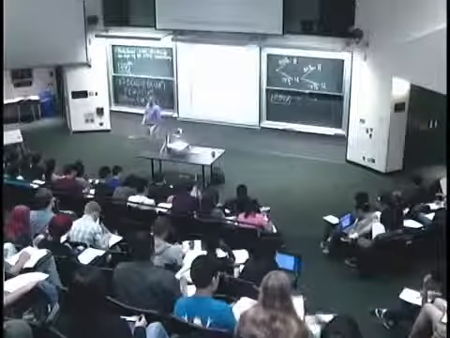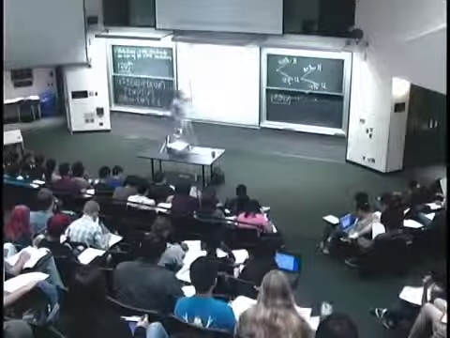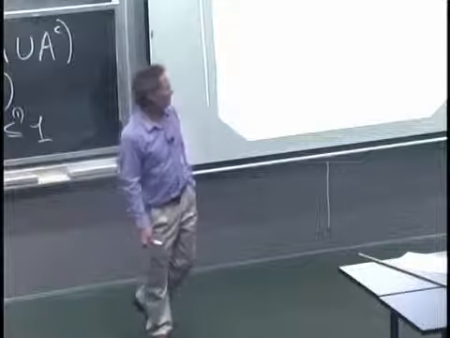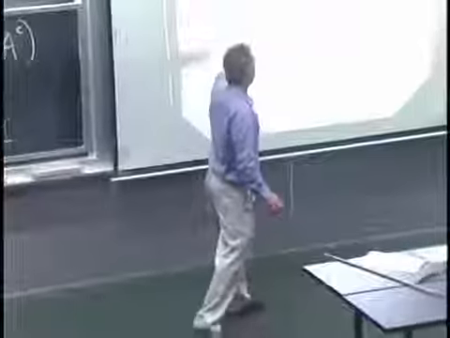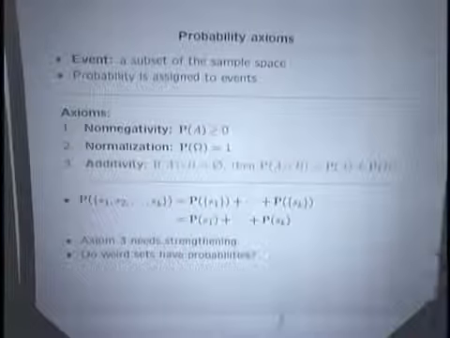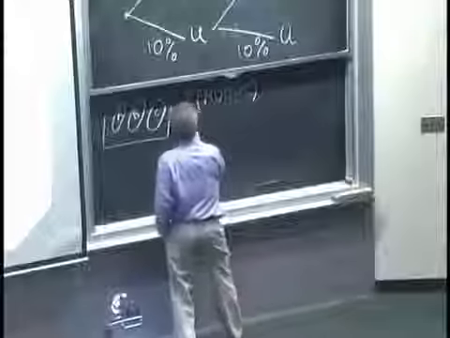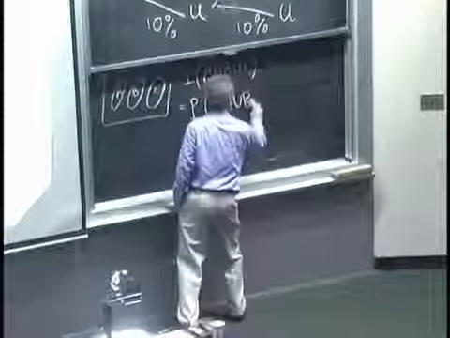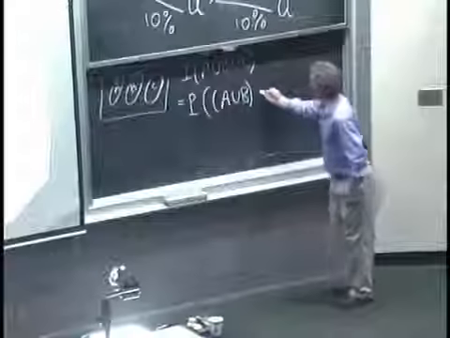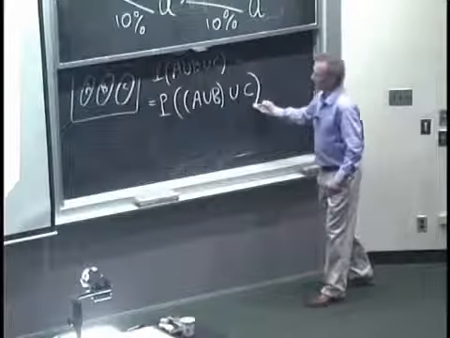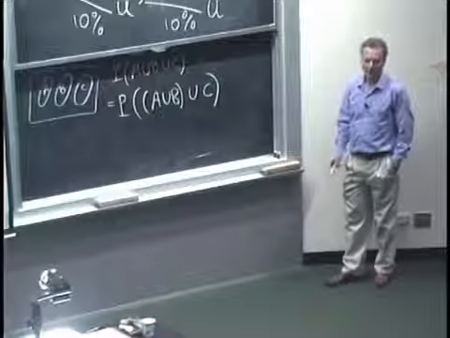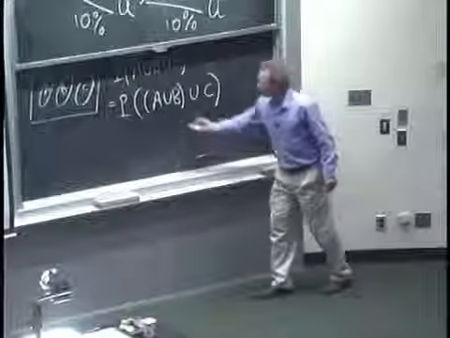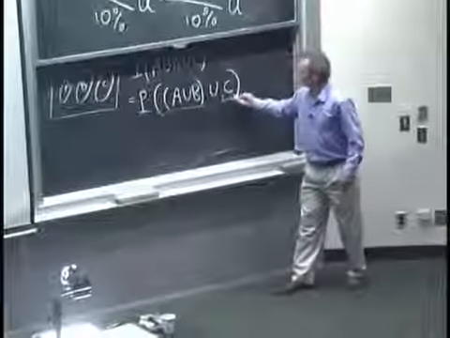How can I do it? I have an axiom that tells me that I can do it for 2 events. I don't have an axiom for 3 events. Well, maybe I can massage things and still be able to use that axiom. And here's the trick. The union of 3 sets, you can think of it as forming the union of the first 2 sets and then taking the union with the 3rd set. Okay? So taking unions, you can take the unions in any order that you want.